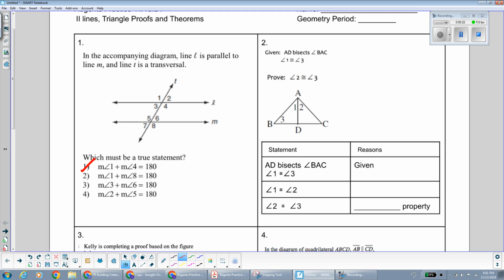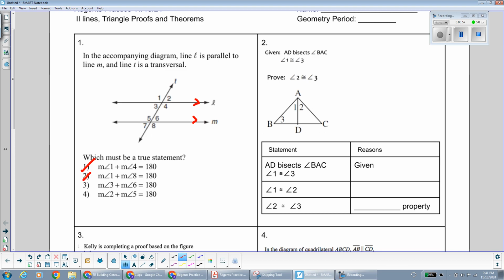So let's see. Angle 1 and angle 5 are corresponding angles, so they're congruent because we do have parallel lines cut by a transversal. And angle 5 and angle 8 are vertical angles, so they're congruent. So 1 and 8 would therefore be congruent by the transitive property, because if 1 is congruent to 5 and 5 is congruent to 8, then 1 has to be congruent to 8. So they're not supplementary, they are congruent.